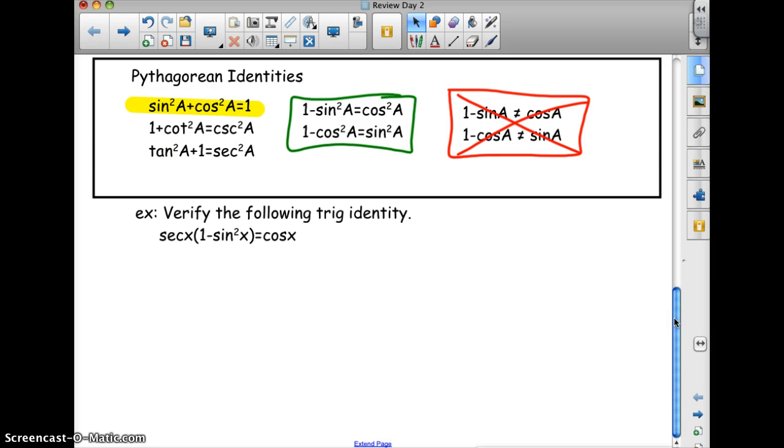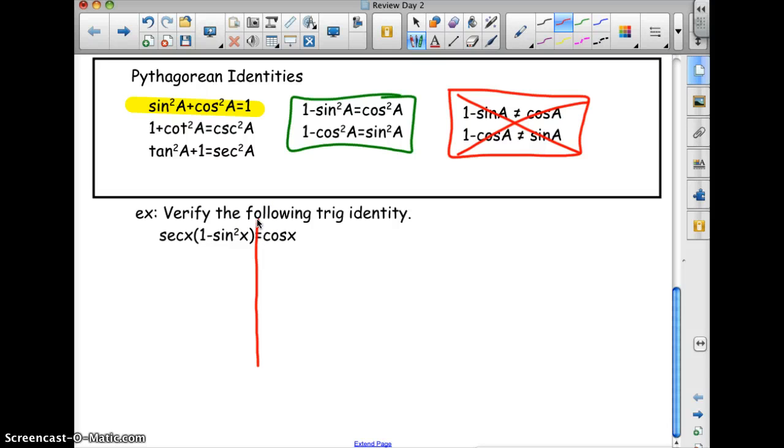Okay, so we're going to verify the following trig identity. And when you're verifying a trig identity, remember, you can't assume equality. You have to prove equality here. So there's not going to be any multiplying both sides by the same thing or moving things to the other side. Everything on the left needs to stay on the left, and everything on the right needs to stay on the right.